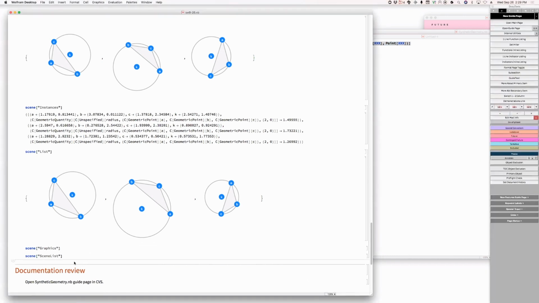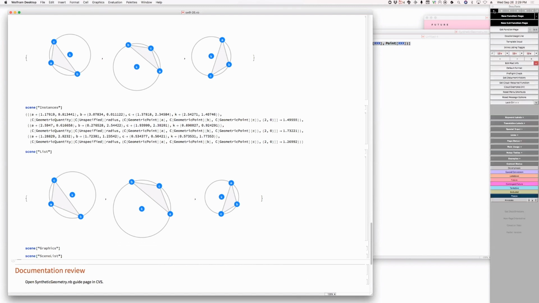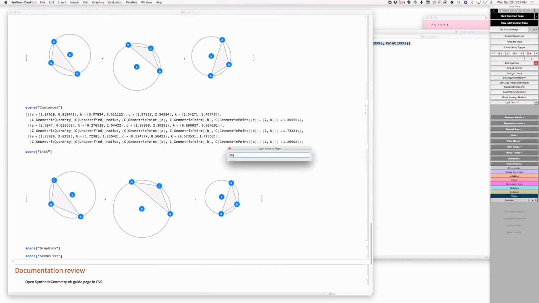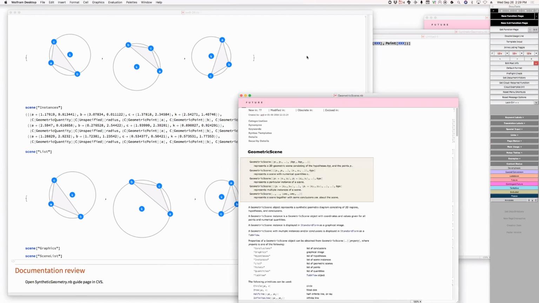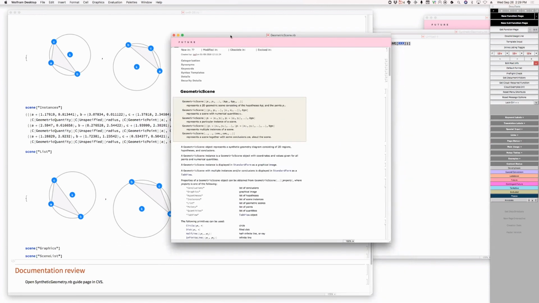It would really help if you open the ref page for geometric scene. Yeah, I think not everybody's talking about the same thing anymore. Right. Okay. There, where it says getting properties. We didn't even talk about conclusions and things. Right. No.